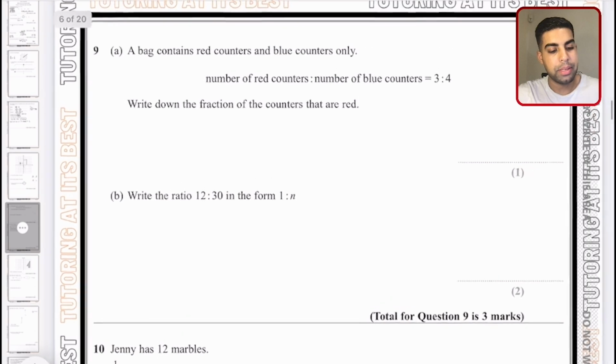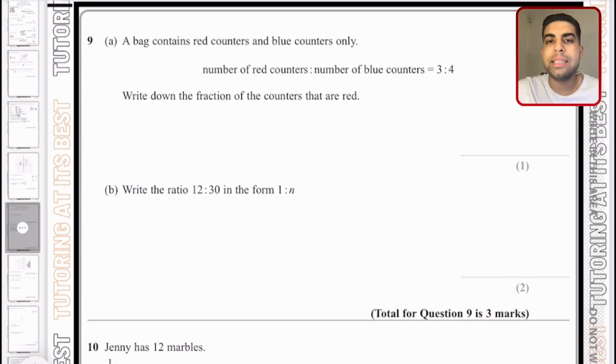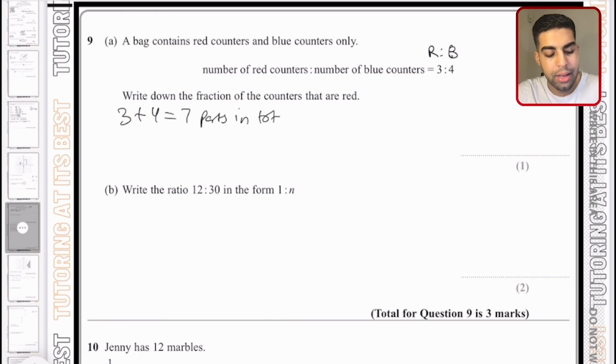Okay, question number 9. A bag contains red counters and blue counters only. And so the number of red counters to the blue counters is 3 to 4. So we can simply write red to blue. And so we now need to write the fraction of the counters that are red. So let's go ahead and add these together. 3 plus 4 equals 7. So we now know that there's 7 parts in total. And out of the 7 parts that are in total, 3 are red. So the fraction could simply be 3 over 7.